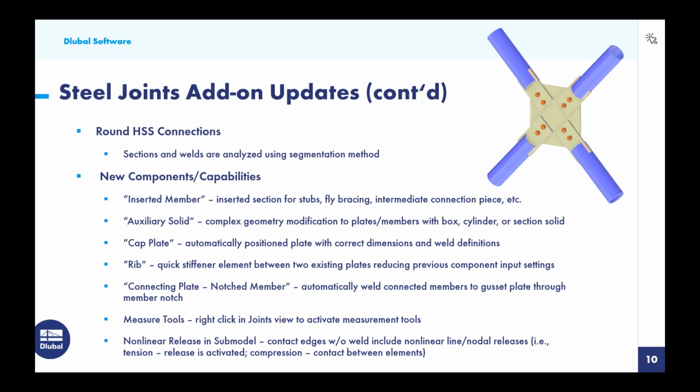And finally, this probably won't be so apparent in RFEM itself, but in that submodel, we have added some additional nonlinear line and nodal releases for contact edges. So for example, if we have a beam splice where these two edges are butting up against each other, you'll now see in the submodel that in tension, we will see these two elements separate away from each other, but in compression, we'll see full force distribution between the two elements because of these nonlinear line and nodal releases.